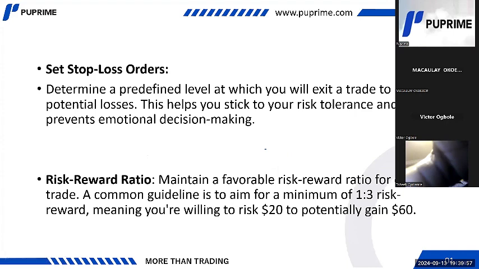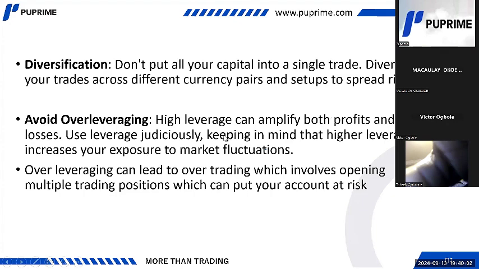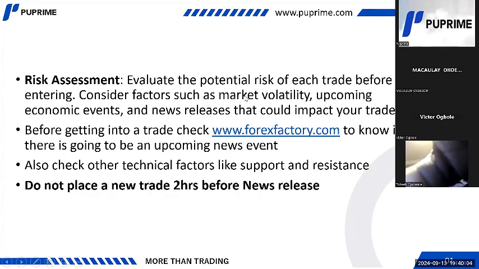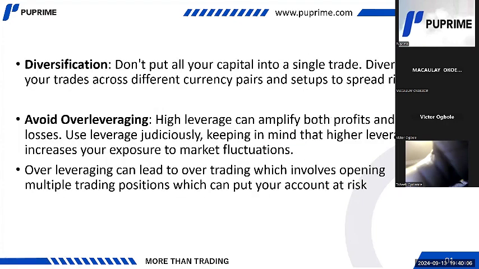So set stop loss orders, risk reward ratio. I think I mentioned all this. Another thing you can do to practice better risk management, aside from stop loss and risk reward ratio, is diversification. Learn to diversify your trades. Don't put all your capital into a single trade.